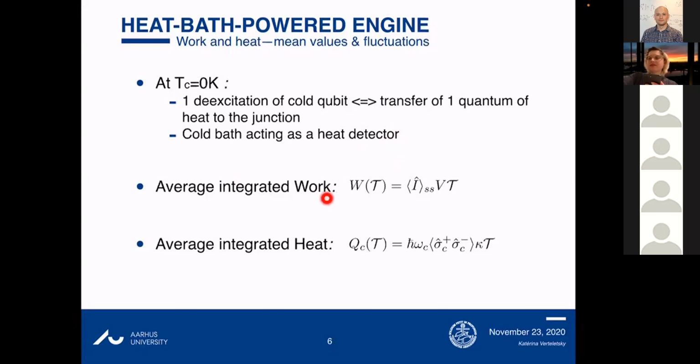For the average values of the work and heat, we can directly get the work by taking the steady state value of the current times the voltage, which is basically just the electrical power, and multiplying that by the integration time. As for the heat, since we are at 0 Kelvin, the heat transferred through the engine is directly linked to the excitation rate of the cold qubit times the energy associated with that quantum times the coupling constant to the bath and the integration time. So then we want to calculate the fluctuations.